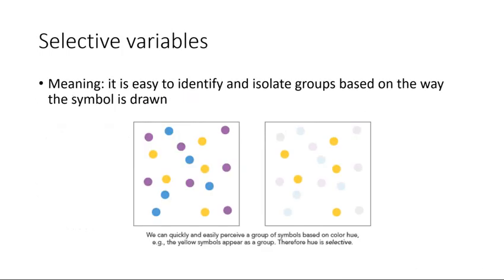So really briefly, selective variables. This means it's easy to identify and isolate groups based on the way the symbol is drawn. And that's what I meant by color. When we look at a scatter plot, color is very easy to perceive into groups. We definitely identify the yellow as belonging to other yellows, more than their relationship to each other on the X or Y. So color is a selective variable.